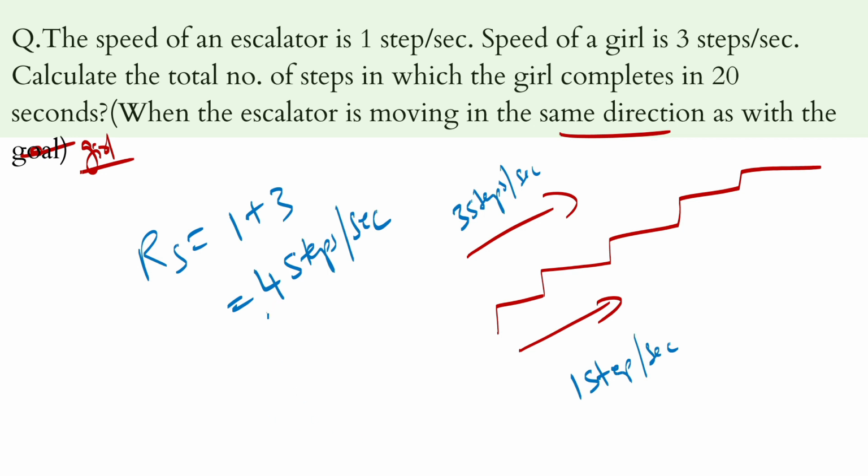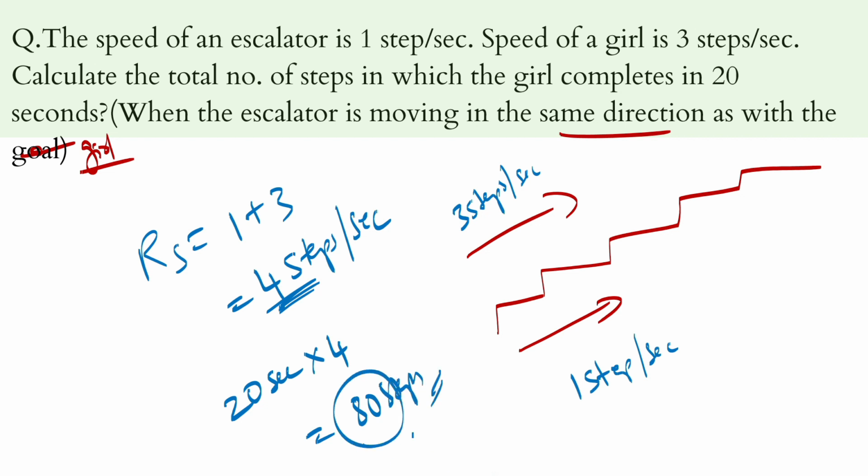So if she covers 4 steps in a second, then in 20 seconds she can cover 20 into 4, that is 80 steps, right? Now, how did we arrive at this 80? 80 is a combination of 60 steps plus 20 steps. 60 steps is for the girl, because the girl is completing 3 steps in a second. So in 20 seconds she must complete 60 steps.